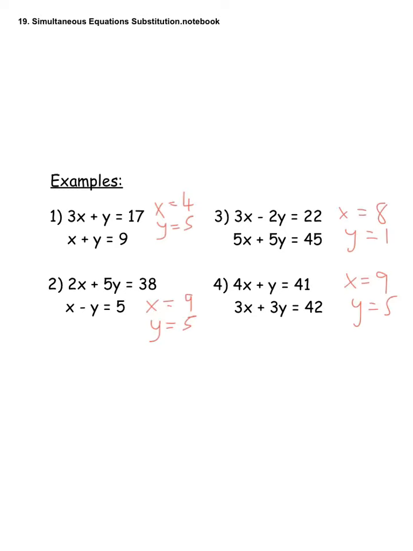Okay, so your answers are as follows. For question 1, you should have got an answer of x equal to 4 and y equal to 5. For number 2, you should have got x equal to 9 and y equal to 5. For number 3, you should have got x equal to 8 and y equal to 1. And for number 4, you should have got x equal to 9 and y equal to 5.